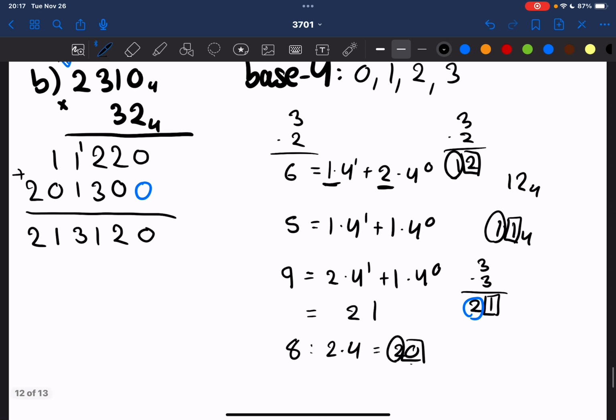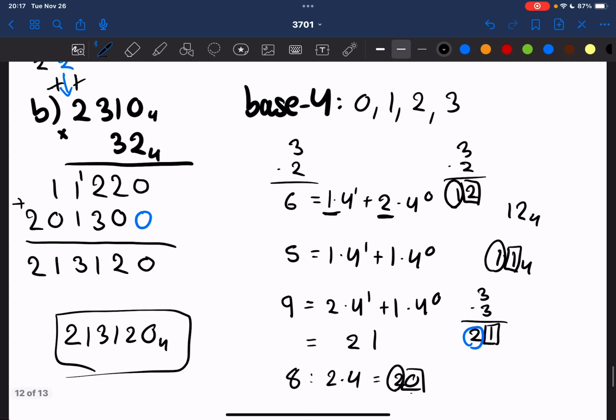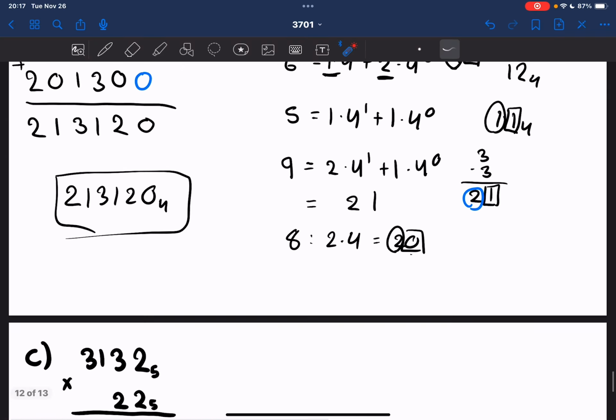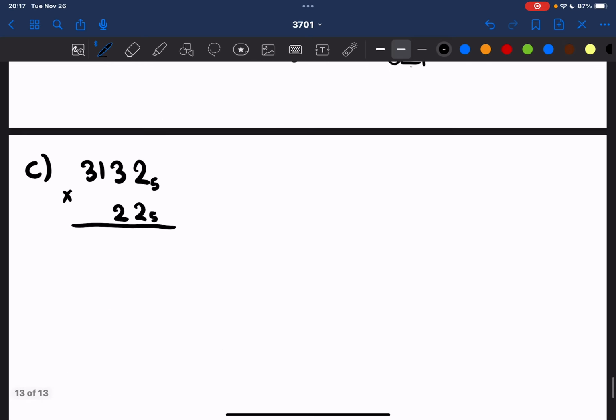So our final answer in this case would just be 2, 1, 3, 1, 2, 0 in base 4. That's it. And we know that our answer is probably right. I mean, we've got our answer written in the form of 0, 1, 2, and 3, right? There's nothing greater than that. We could go check it by converting it back into decimal, but you can trust me. I think that should be clear enough.